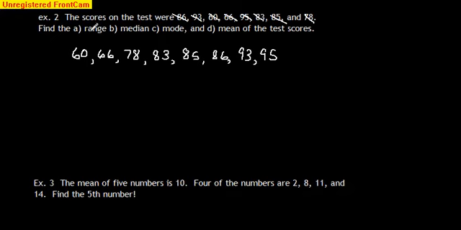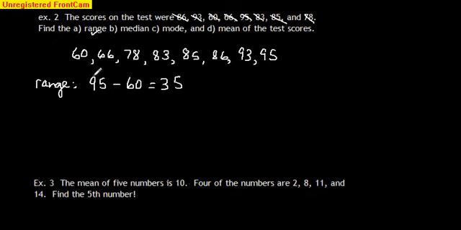Okay, first one, range. Range, we just subtract the smallest from the biggest. So it's going to be 95 minus 60. So our range is 35.